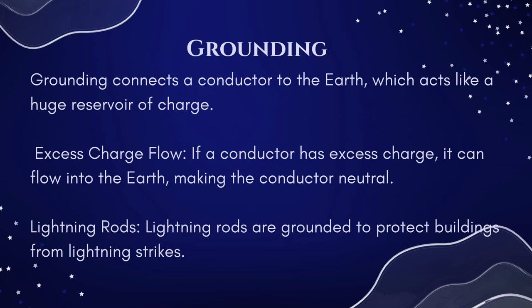An example is lightning rods, which are grounded to protect buildings from lightning strikes. When lightning strikes the rod, the charge flows through the rod to the ground, preventing damage to the building. So grounding is also like an electrostatic shield. With lightning strikes, the charge will just move through the metal body to the ground and it won't affect anything, because the charge will flow to the ground.